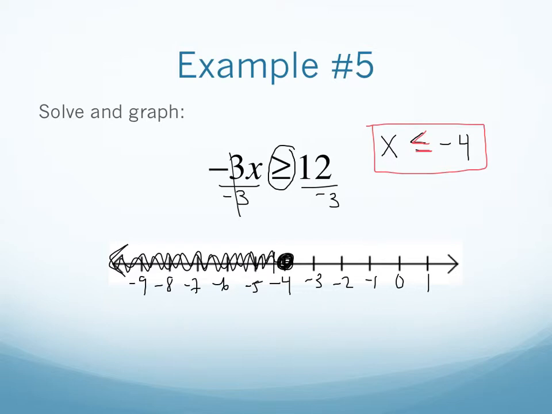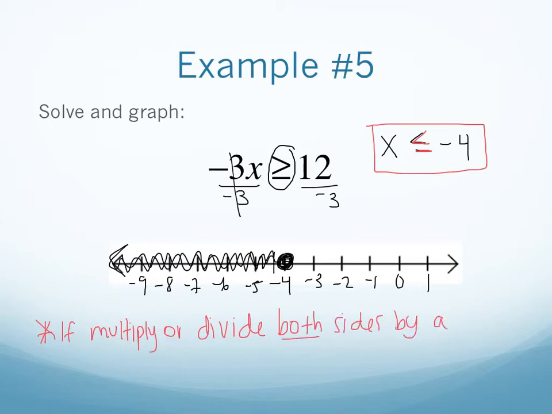Okay, so the note that I want to say is if you multiply or divide both sides by a negative number, the inequality sign is flipped.